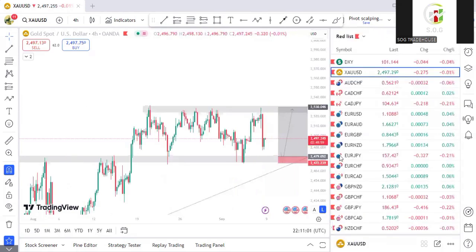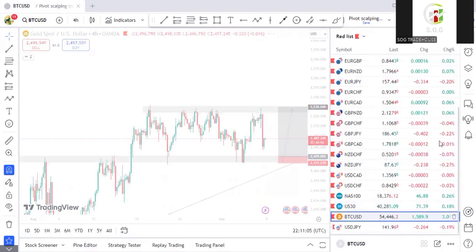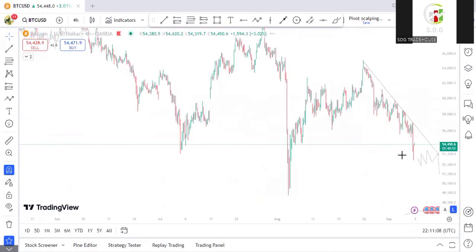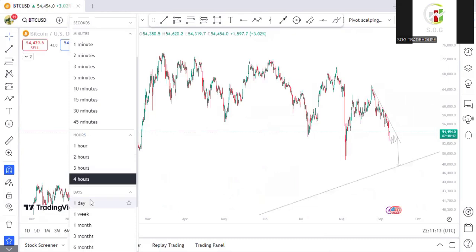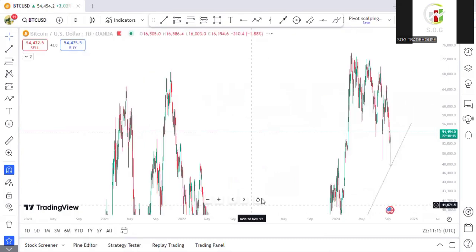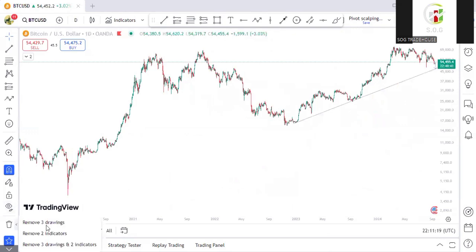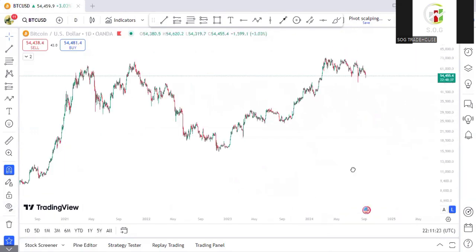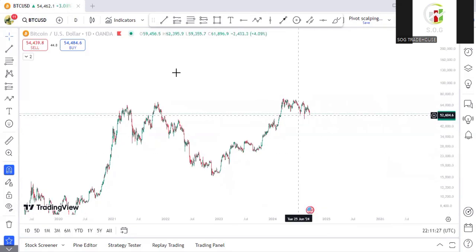So next on my list is BTC USD. So start from the daily time frame to get the bigger picture of the market. So let me delete everything and start afresh. So on BTC USD, you can see the market has been moving to the upside.